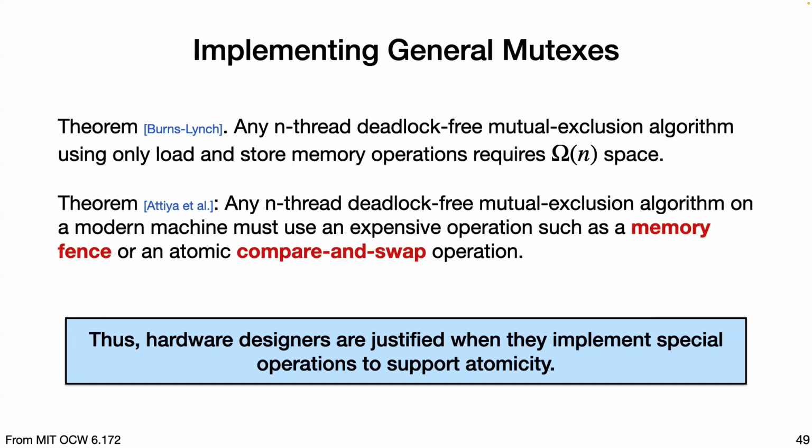And also, for these deadlock-free mutual exclusion algorithms, because there's no sequential consistency these days, you have to use a memory fence or atomic compare and swap. You have to use this synchronization barrier. And therefore, it is useful for hardware designers to implement these special operations like compare and swap and exchange to support atomicity, because this grows with the number of threads. Does that make sense? Are there questions?